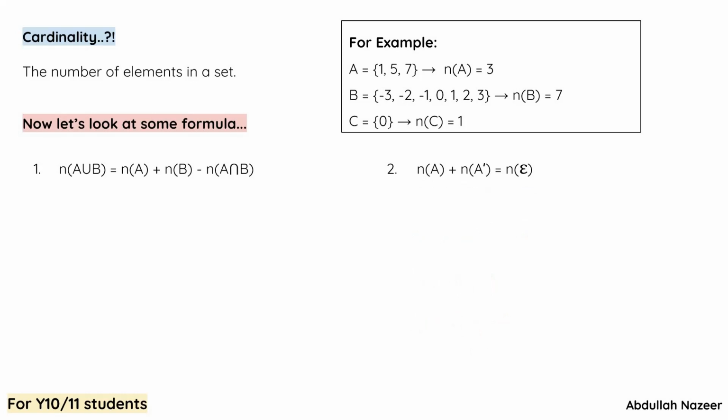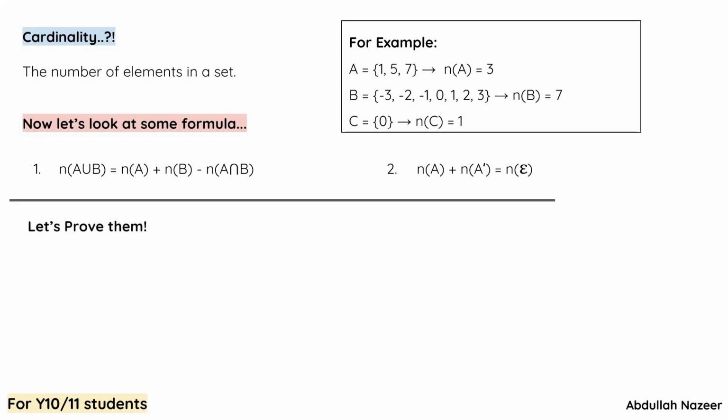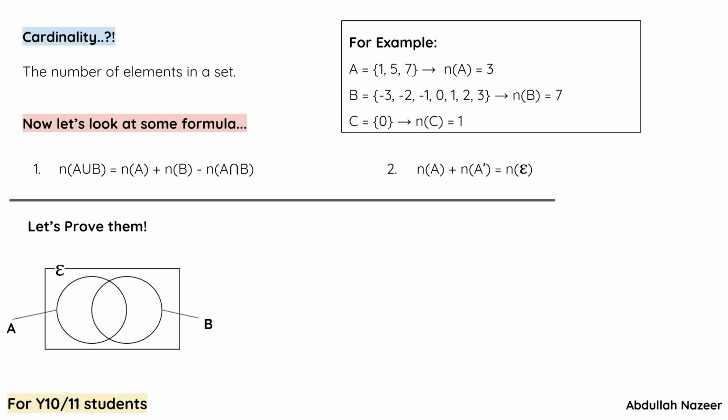But let's anyway go ahead and prove these two formulas in a more generalized and abstract manner, so that we can be sure that these two formulas work for any given sets. So let's prove them. So we have this random set. I'm going to first try and prove the first formula.